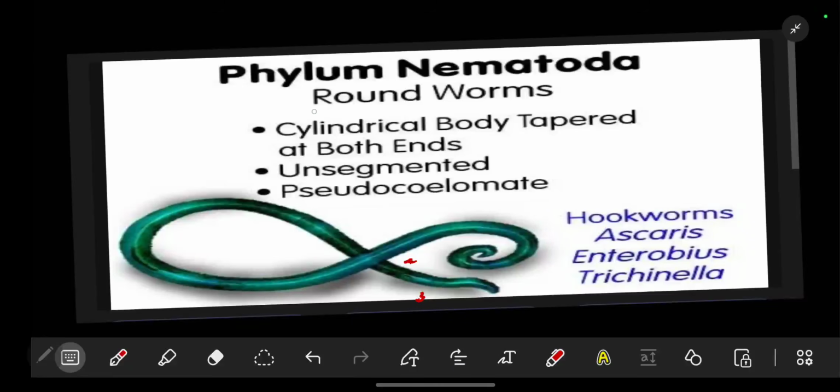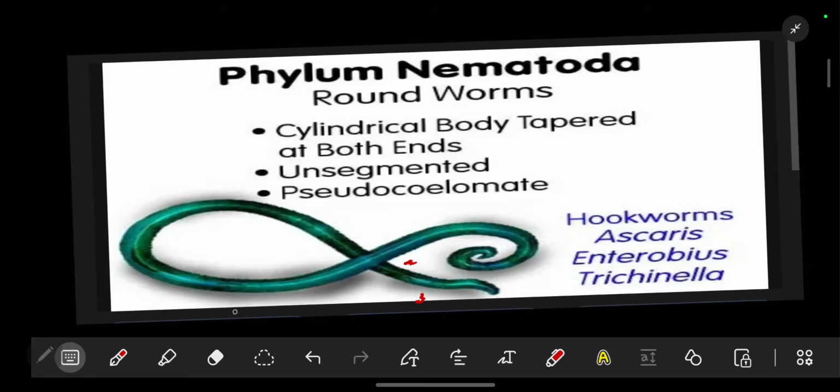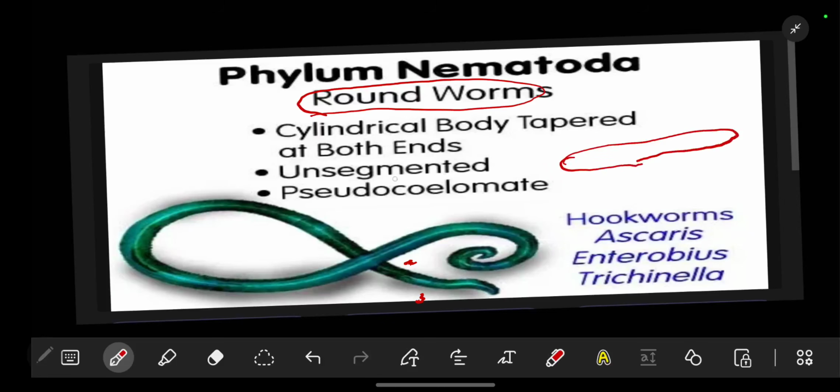So here today we are going to be looking at the Phylum Nematoda. The Phylum Nematoda is also known as the roundworms. So this is mainly made up of roundworms. These roundworms have a cylindrical body, so it resembles a cylinder. They have a cylindrical body which is tapered at both ends.